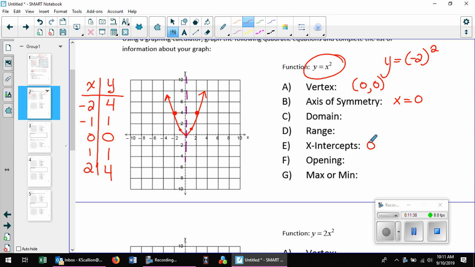There's only one. It happens at 0. It touches it at x equals 0. Okay, opening. Does it open up or does it open down? Okay, that was the hard question. So if it opens up, do I have a max or a min? I have a min. And where does that min occur? 0, because it's the y value of the vertex.